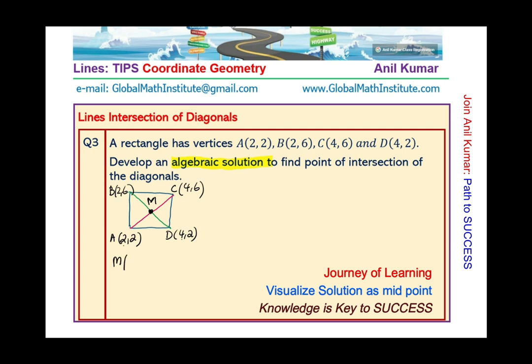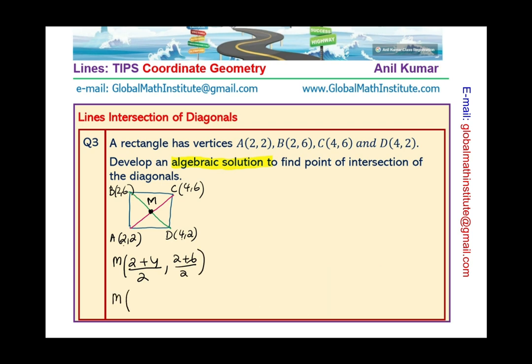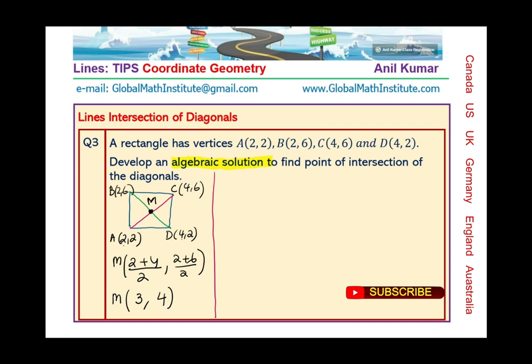So the midpoint will be taking the x values 2 and 4, right? 2 plus 4 divide by 2. And the y values 2 plus 6 divide by 2. Makes sense, right? So the midpoint coordinates are 6 divided by 2 as 3 and 8 divided by 2 as 4. So that is our expected answer, right? So we know the answer that the midpoint is indeed 3, 4.